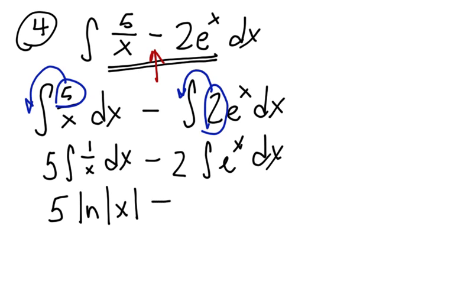minus, what is the integral of e to the x? Well, the derivative of e to the x is e to the x, so the integral of e to the x is e to the x. That's our easiest one. 2e to the x, and then I need a plus c. That's the answer. And again, you can check this by taking your derivative.